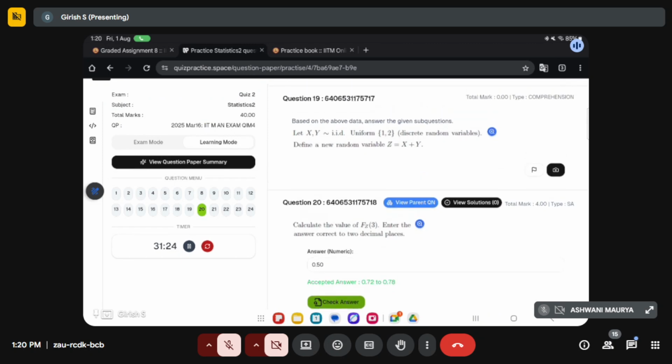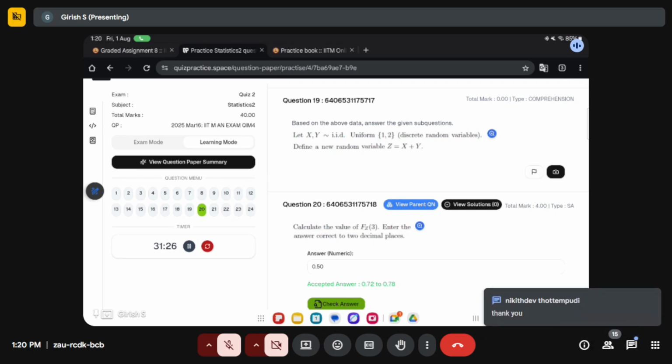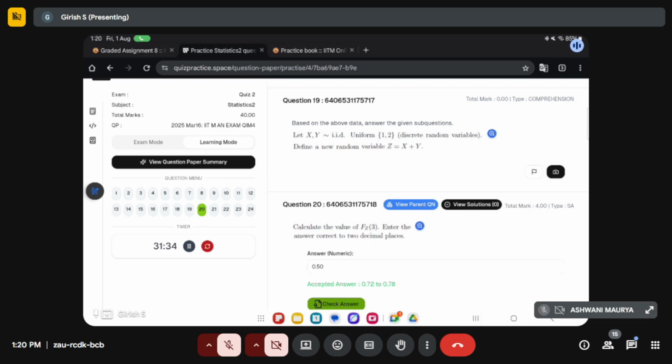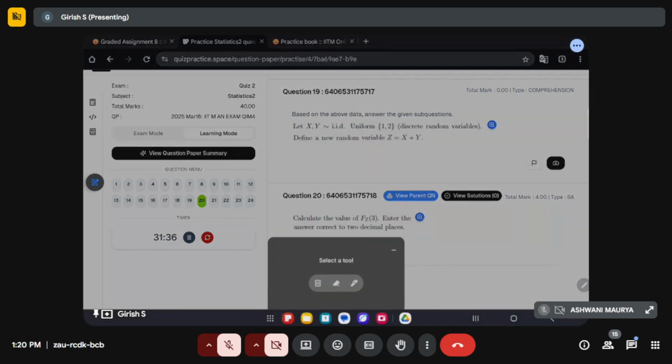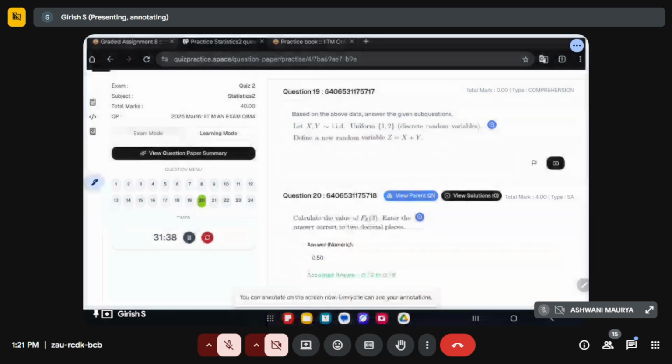F_Z of 3. Enter the answer for uniform distribution with a discrete random variable. Z is equal to x plus 5. So define a random variable Z is equal to x plus 5. So what do you have? It is a uniform distribution. Z should take the value of 3. Okay.